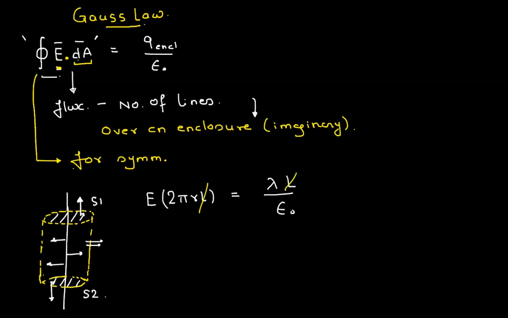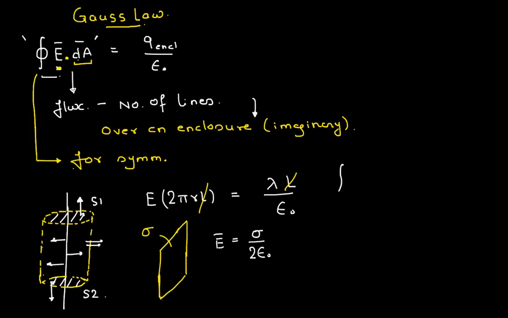All right. Similarly, you can use Gauss theorem to find out the electric field due to an infinite sheet of charge. How much is it? Sigma by 2 epsilon naught is the electric field. And it is independent of the distance from the sheet. The assumption is the sheet is infinite. All right. It automatically means that you are very close to the sheet itself.